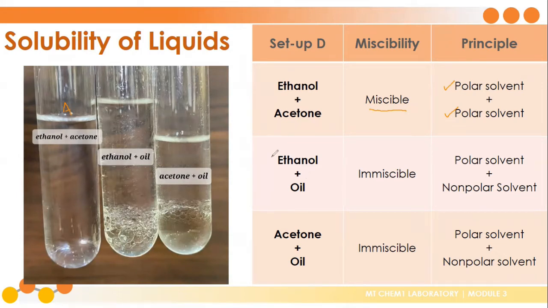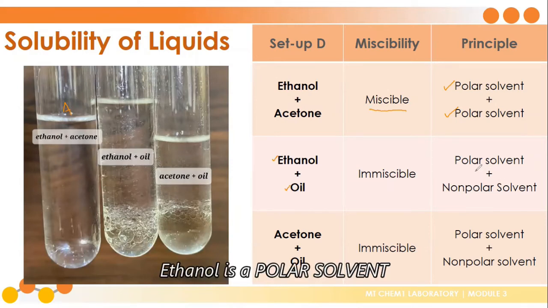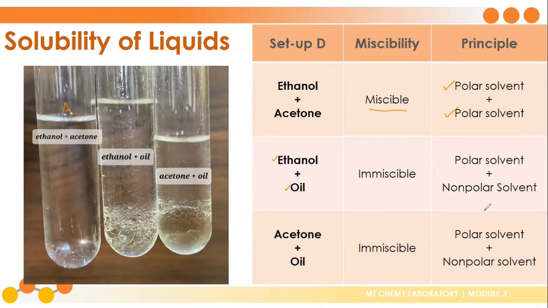Next one, we are to combine ethanol and oil with each other. Ethanol is a polar solvent and oil is a non-polar solvent. Okay, so we have different polarities between our two solvents, causing them to be immiscible. We have here the ethanol, and then you also have the oil at the bottom. Just by looking at it, you can identify that they do not mix with each other.